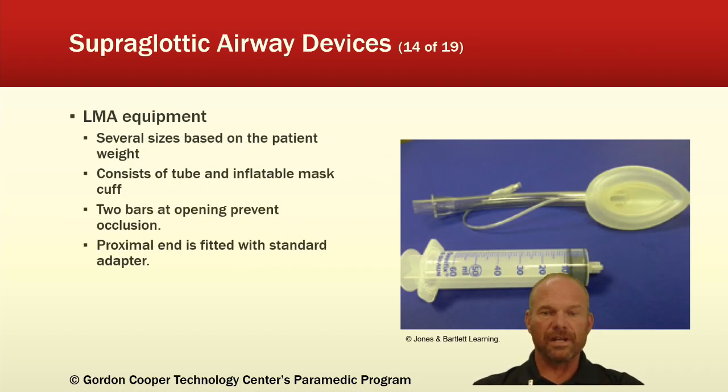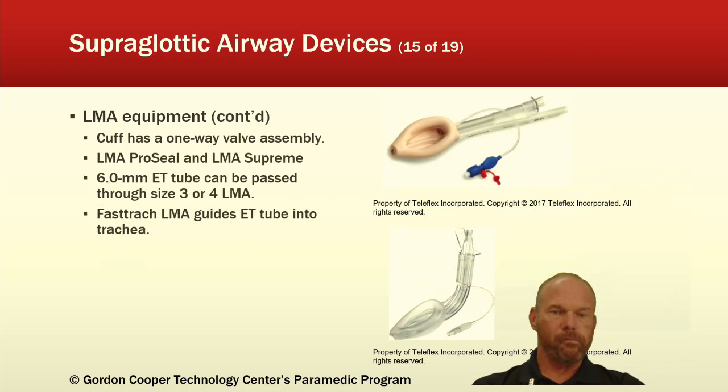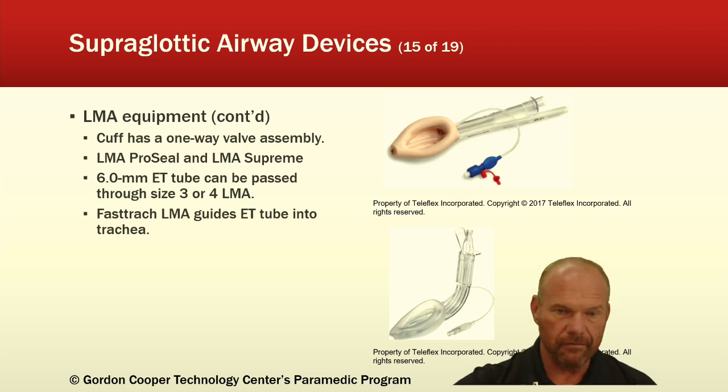Size options: they come in different sizes, so match the patient's weight to the proper fit. Structure: the device consists of a tube for airflow and then an inflatable mask cuff. The LMA includes a one-way valve assembly, allowing it to be inflated with a predetermined volume of air, ensuring a proper seal without overinflation.